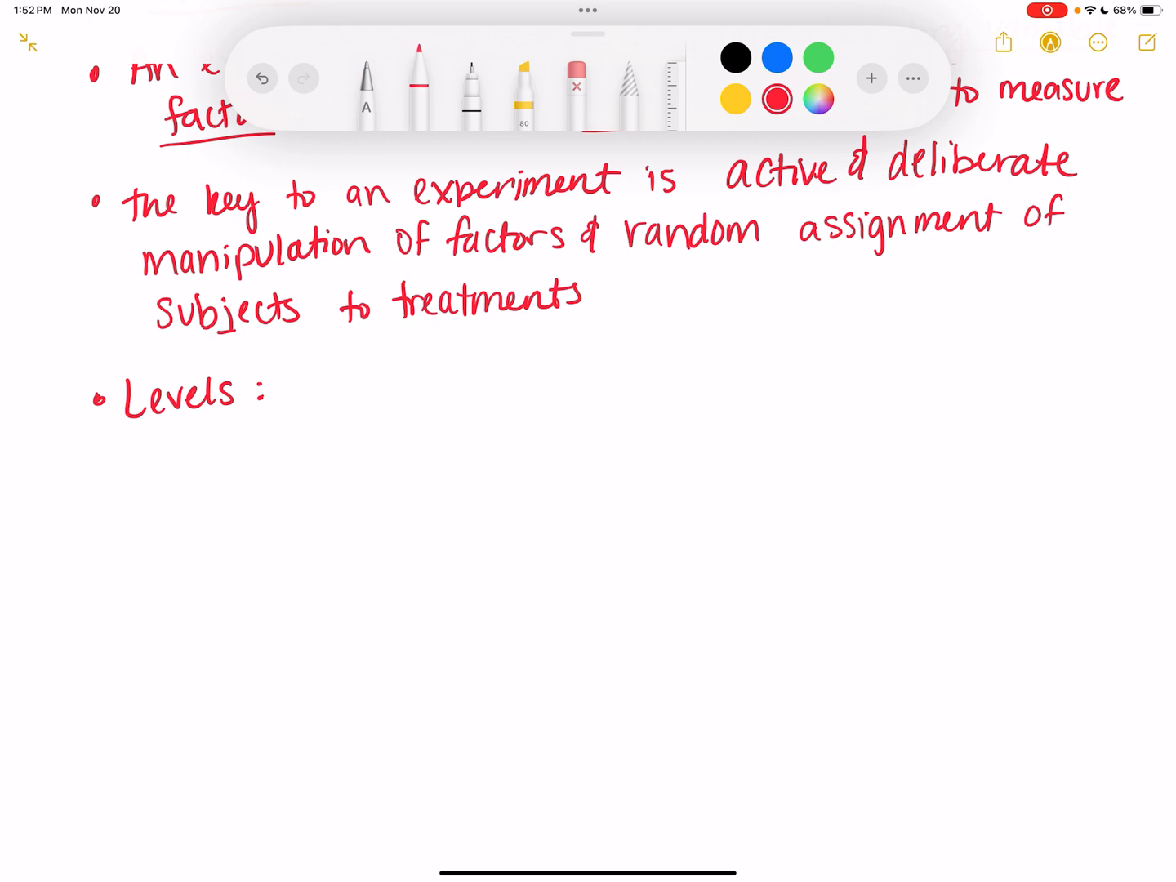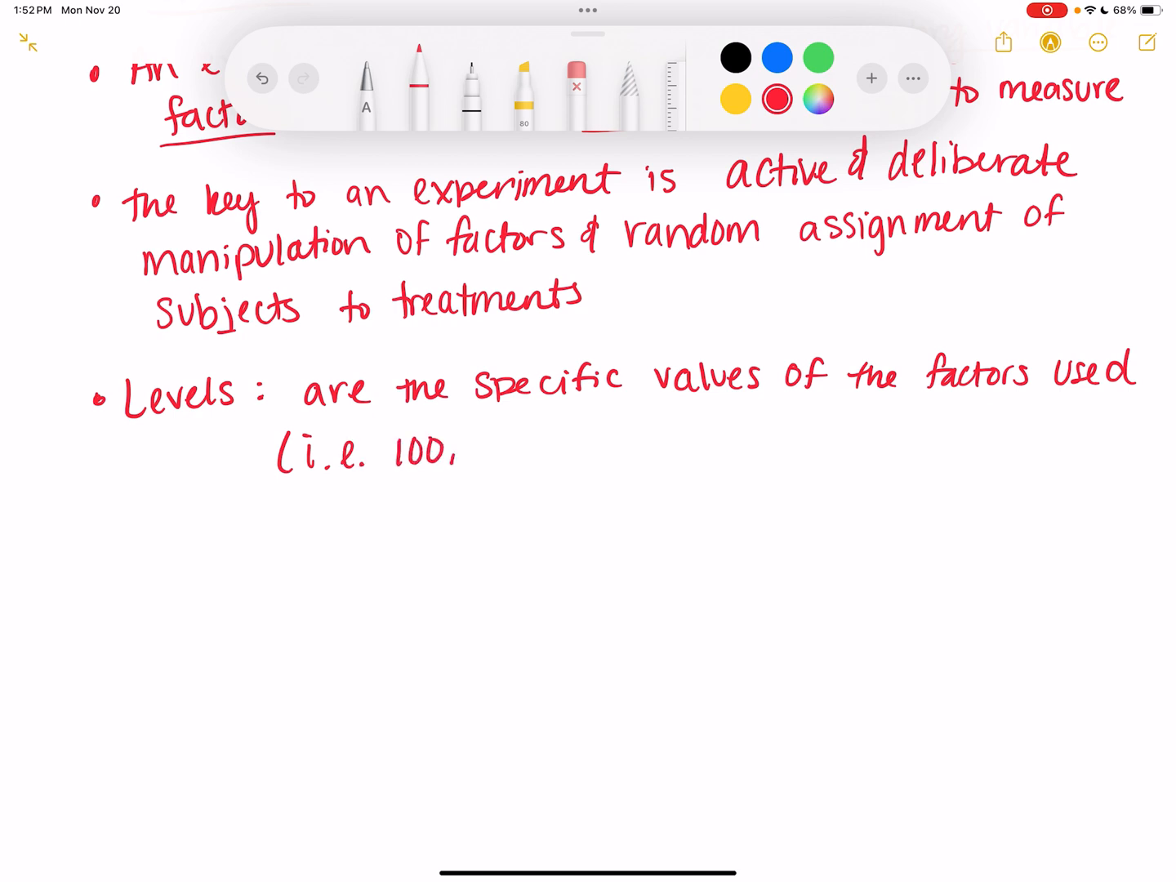Levels are these specific values of the factors used. 100, 200, or 300 milligrams of medicine.